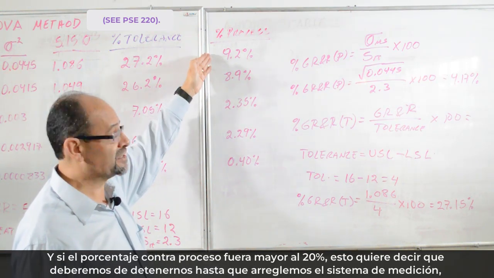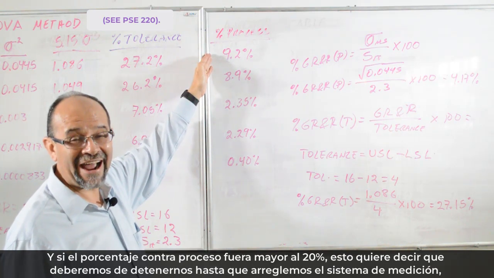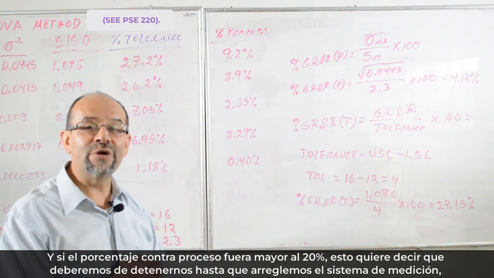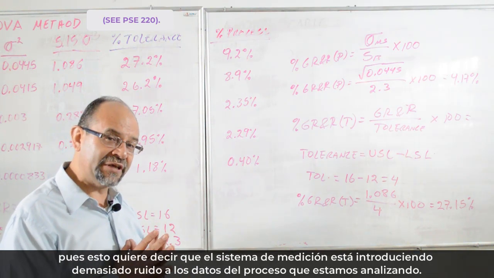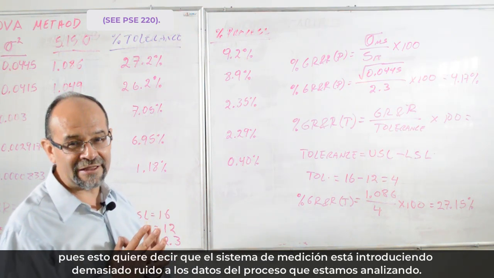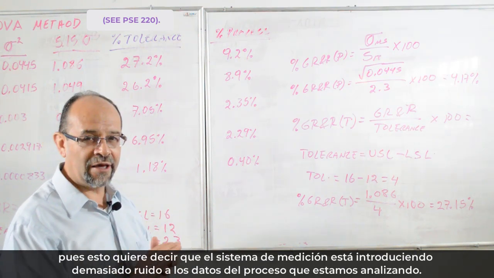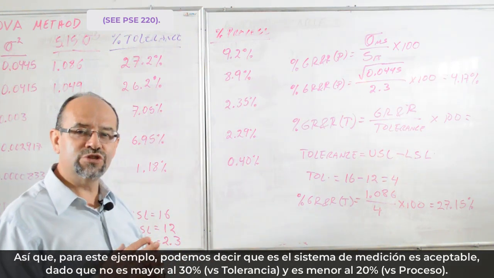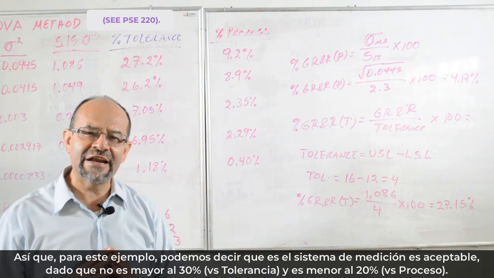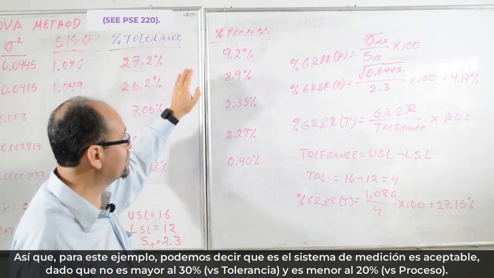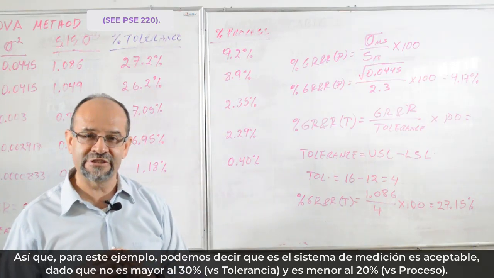And if the percentage against process were higher than 20%, that means that we have to stop until we fix the measurement system, because it is introducing too much noise to the data of the process that we are analyzing. So at this point, I would say that it is an acceptable measurement system because this is not greater than 30% and this is smaller than 20%.